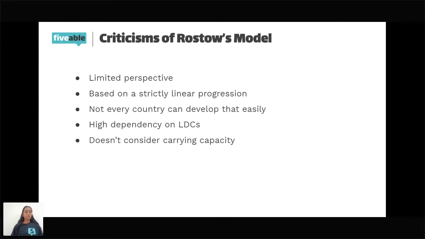And this model also says that every country can develop. And this isn't true because not every country has the resources, the size, the proper government to move forward. And this model also encourages the less developed countries to be exploited and depended on for natural resources. And lastly, it doesn't consider the carrying capacity of the globe, because it's really hard to sustainably make all countries reach high mass consumption, because once everyone is at that consumerism based stage, we're going to run out of resources, and this model just doesn't take that into account.